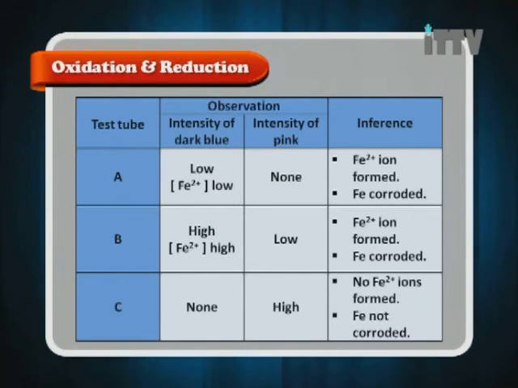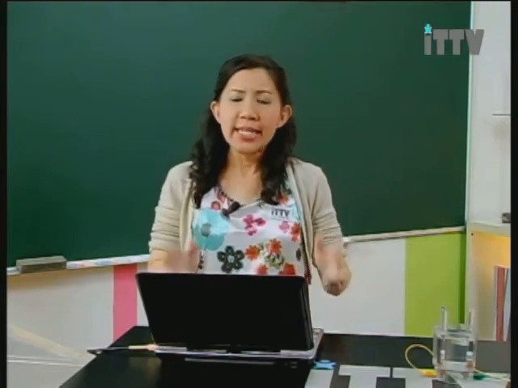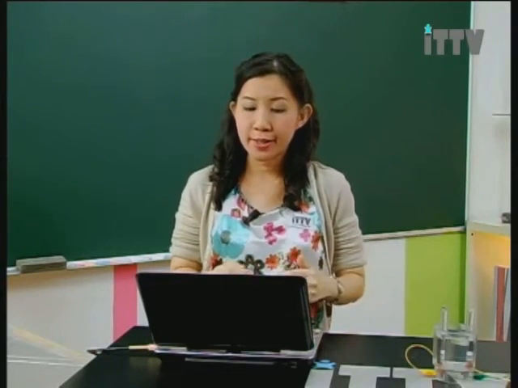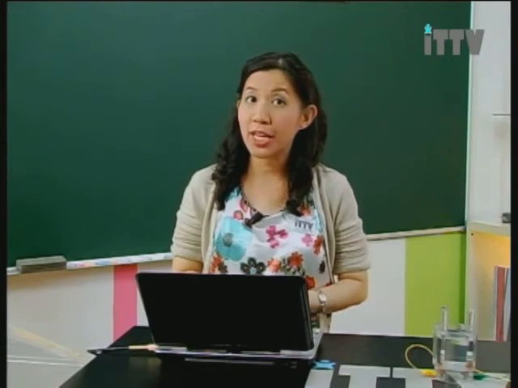What about test tube C? There is no dark blue solution formed. Intensity of pink is also very high. Inference will be there are no Fe2+ ions formed. Therefore, iron is not corroded in test tube C. So if we look at it, in test tubes A and B, both the iron nails were corroded as indicated by the results of the experiment.